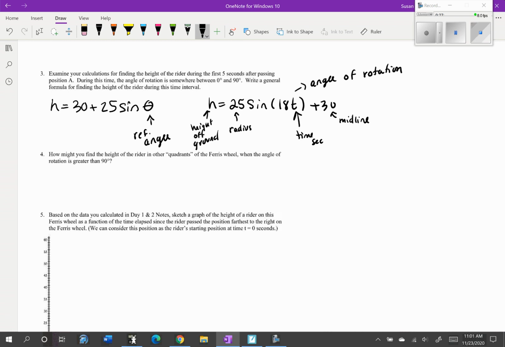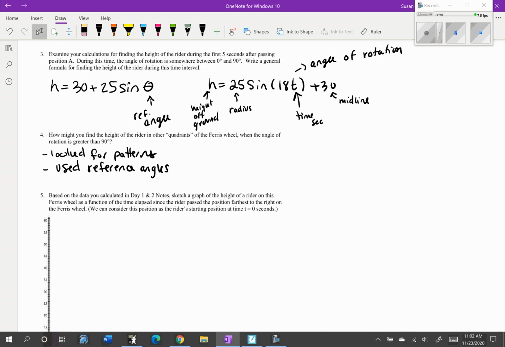So how did we find the height of the rider in the other quadrants of the Ferris wheel when the angle of rotation is greater than 90 degrees? So what did we do? We looked for patterns. We also used reference angles to help us. And we also used this equation up here with the angle of rotation.